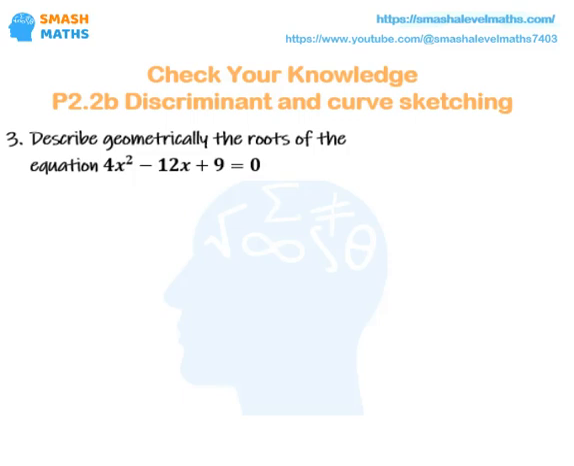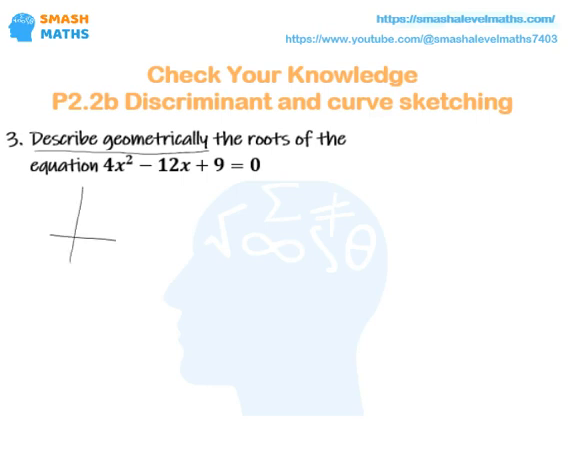Okay, so we've got to describe geometrically the roots of that equation. When it says describe geometrically, you see this phrase quite a lot on A-level exams. Basically, you want to say what kind of roots it has got. You've got a choice of three. You've either got real roots, repeated roots, or no roots. So let's just have a quick look.